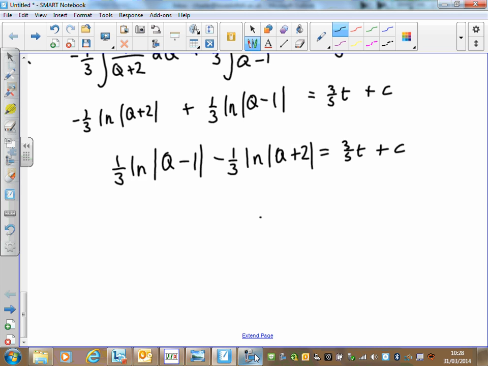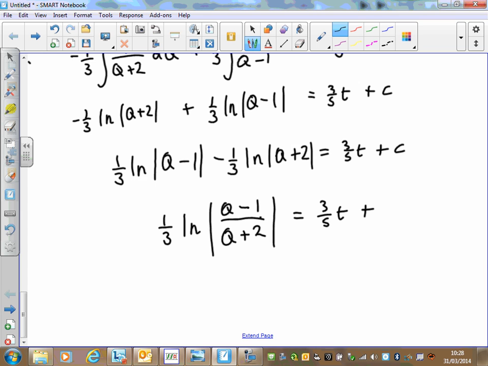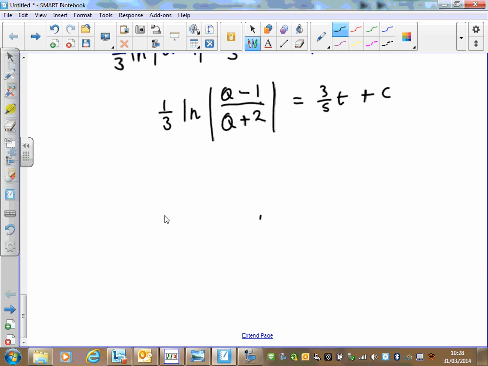So, rules of logs: we subtract them, so that means that we can divide them. So it's a third of ln of q minus 1 all over q plus 2 is equal to 3/5 t plus c. Then we need to rearrange it for q, which is a bit of an algebra trawl. Multiply by 3, and we get 9/5 t.